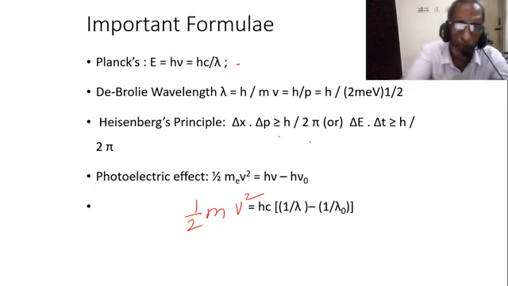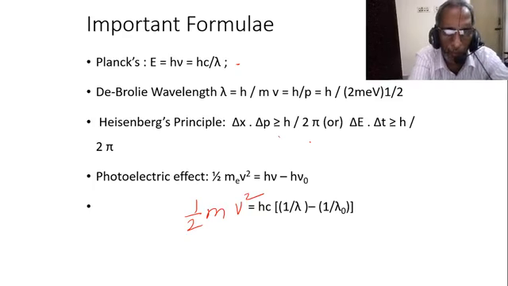De Broglie wavelength means when a particle acquires wave nature. When a particle acquires wave nature, its de Broglie wavelength is given by lambda is equal to h by mv, where mv is the momentum of the particle, mass into velocity, and h is the Planck's constant.